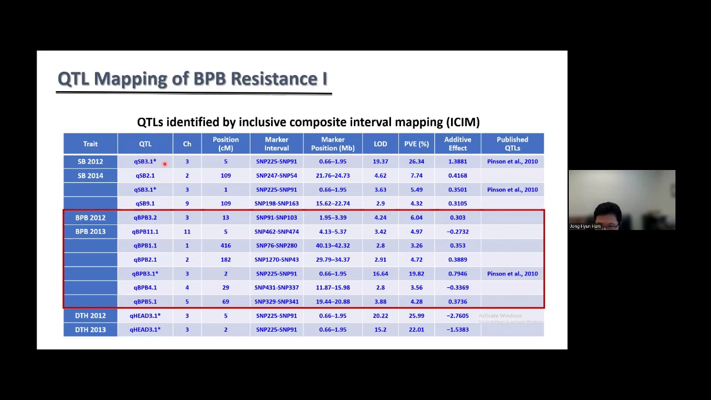In the case of sheath blight, the location is sheath blight 3.1, and then the bacterial panicle blight 3.1 here, the 2013 data, and then the days to heading phenotype, the QTL 3.1. All of them are located in the same locus on chromosome 3. In fact, the sheath blight 3.1 and bacterial panicle blight 3.1 were previously reported by another research group in 2010 from a different rice variety called Teqing.